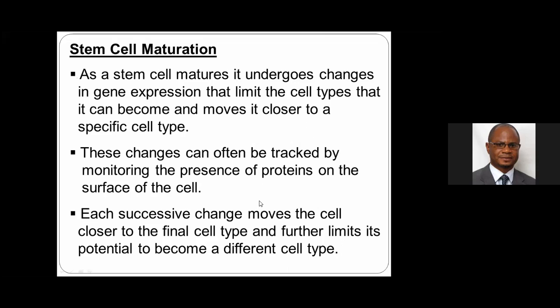So when you look at the cell surface molecules, it can tell you the different stages of cell development. And each change moves the cell closer to the final cell type and further limits its potential to become a different cell type. So if the cell converts to a myeloid progenitor, it cannot change into a lymphoid progenitor. If it converts into a B lymphoid progenitor, it cannot go back to T cell, all right? And then it keeps limiting itself.